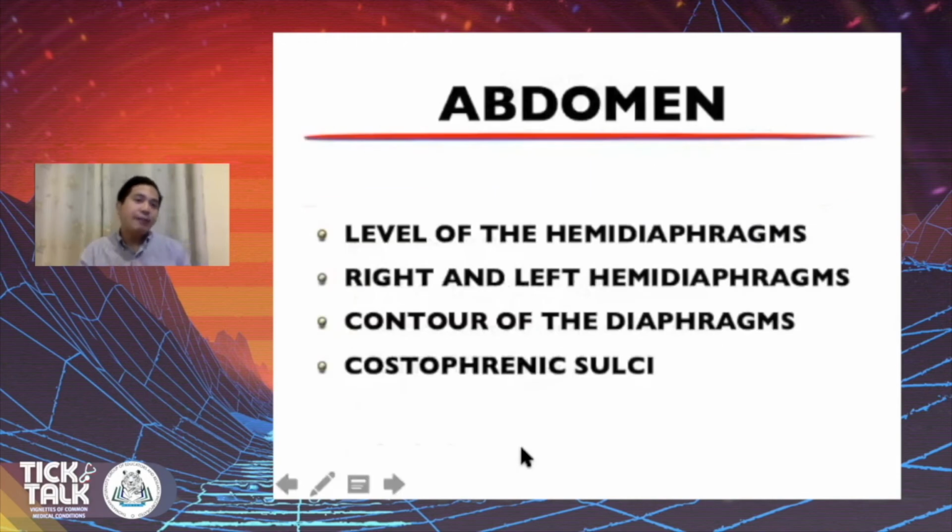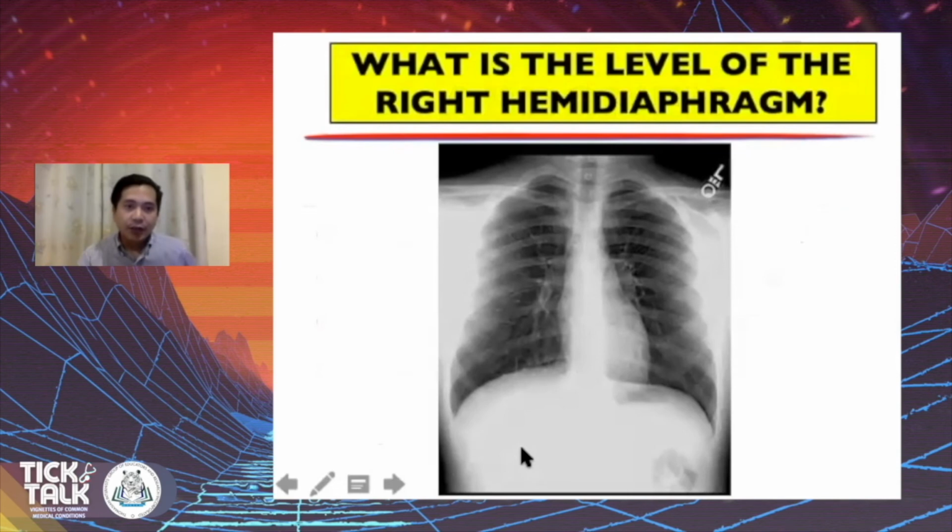Okay. So for the abdomen, we start from the A first. The abdominal part of the chest radiograph. What do we look for here? We have to look for the level of the hemidiaphragms, the right and left hemidiaphragms. We have to look for the contour of the diaphragms and for the costophrenic sulci. So what is the level of the right hemidiaphragm? We count the ribs to determine the level of the hemidiaphragms. 3, 4, 5, and so on and so forth.